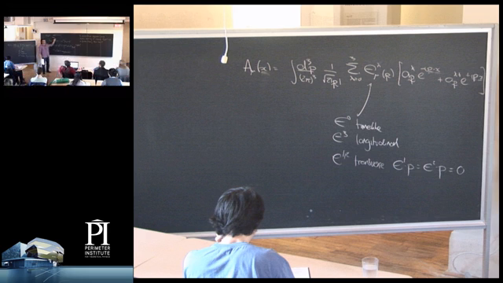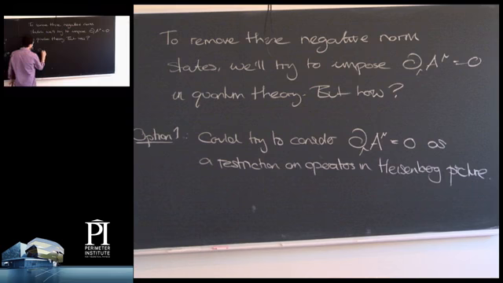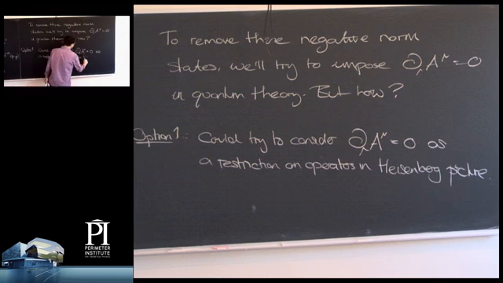So you might think, well, I'm not going to consider any operator in my theory. I'm only going to consider operators that obey this constraint. So the first option is that you could try to consider this as a restriction on operators in the Heisenberg picture.